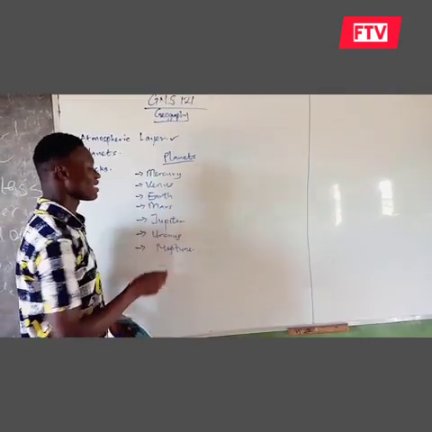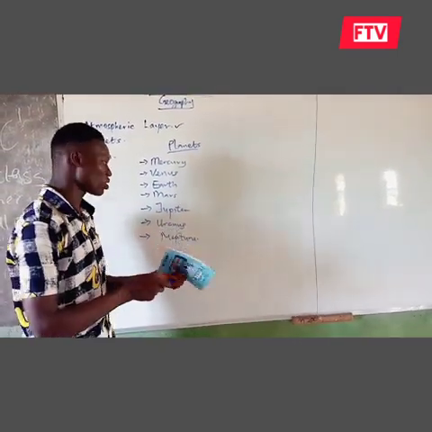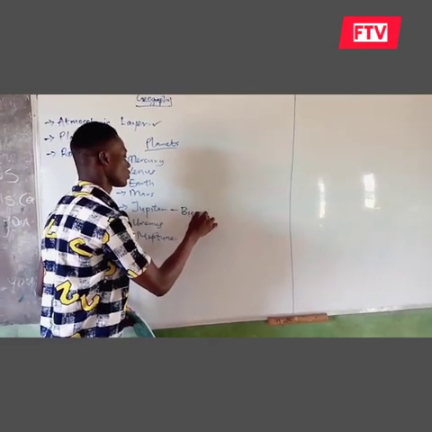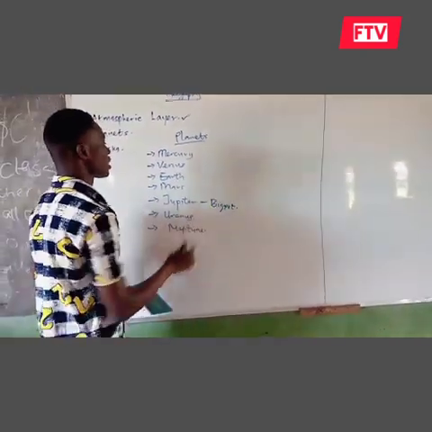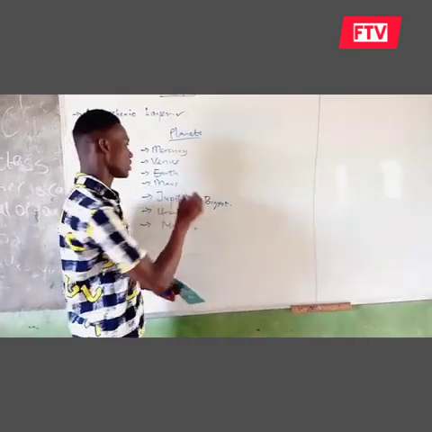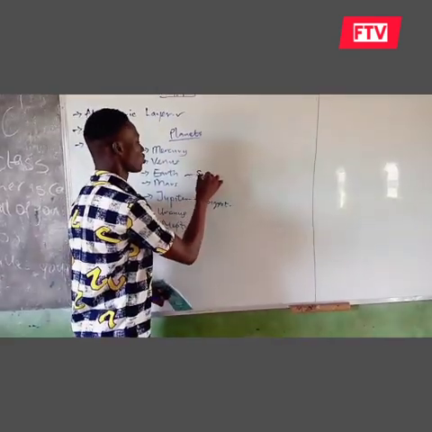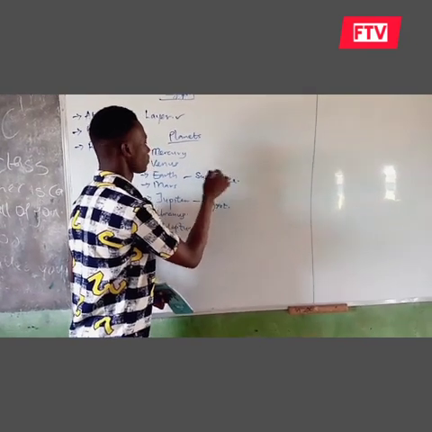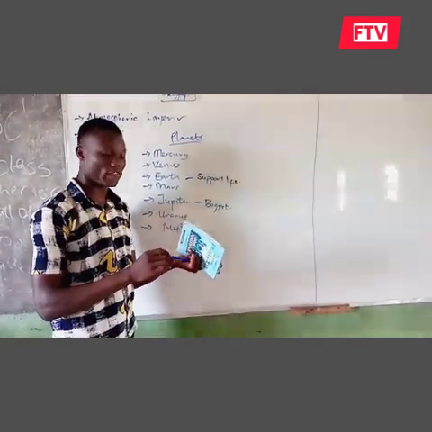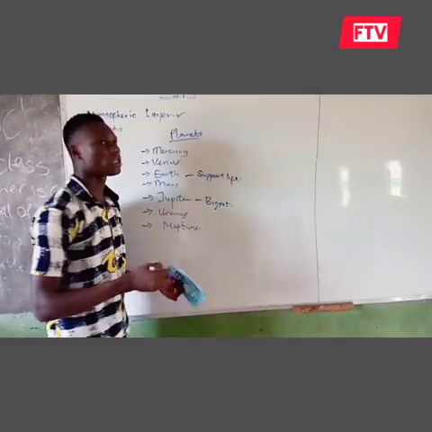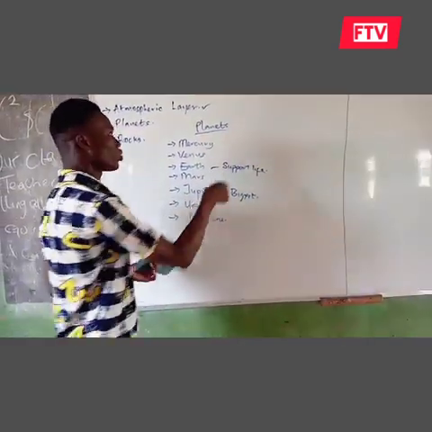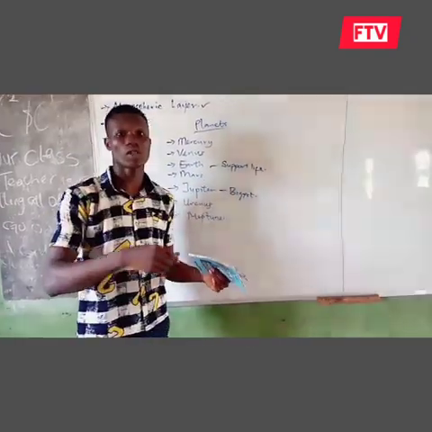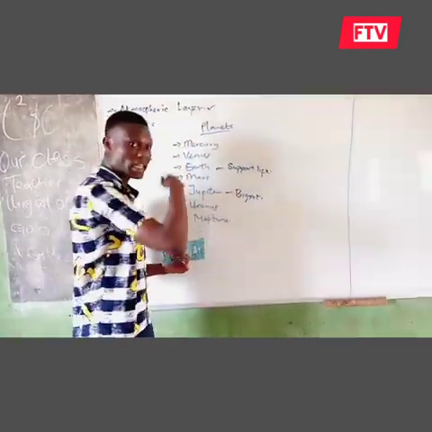There are a lot of dwarf planets that we know. But one thing you should know is that the biggest of the planets is Jupiter. The one that supports life mostly is the Earth. There are some other ones that still support life, but not as much as the Earth does. Now, I made an illustration for you the other time of a sun and some planets revolving around it.